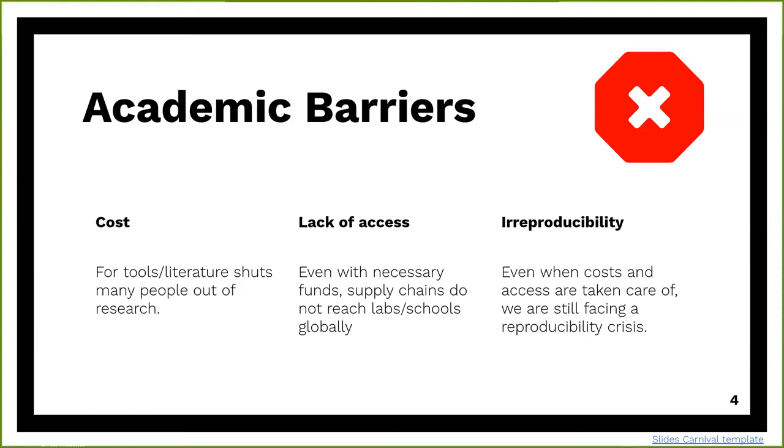And even when all of these things are taken care of, our last problem is the fact that sometimes the results in a paper are irreproducible. And this is not what science is about, right? If you see a result in a paper, you should be able to easily reproduce it. And we're going to talk about each of these and how open solutions and open source are trying to tackle all of these problems, okay?